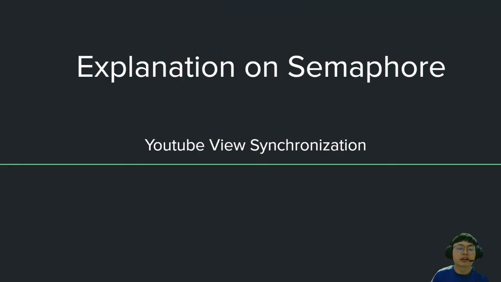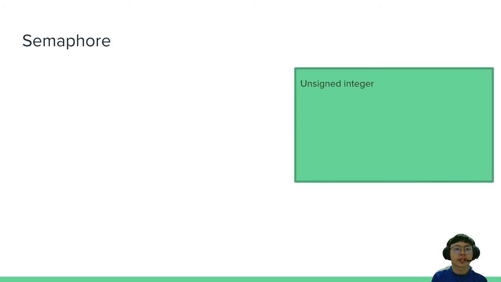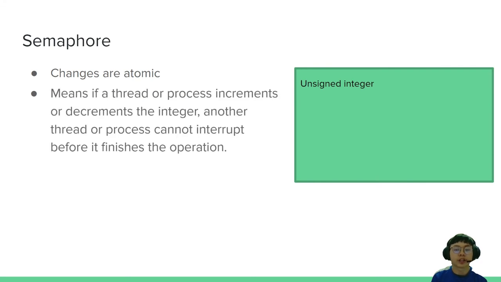Hi, I'm Seng, and now I will help to present the explanation of Semaphore about our case study, which is YouTube view synchronization. So first thing is, what is Semaphore? Actually, a semaphore can be represented as an unsigned integer in the operating system, and the integer changes are atomic, which means that if a thread or process is incrementing or decrementing the integer, another thread or process cannot interrupt before it finishes the operation.